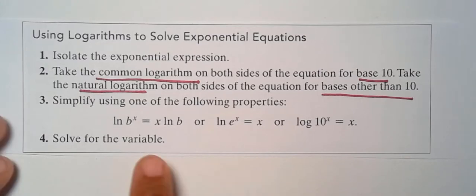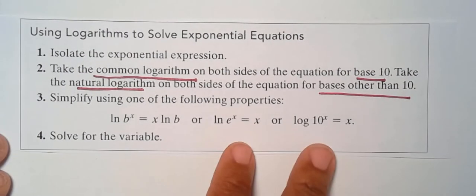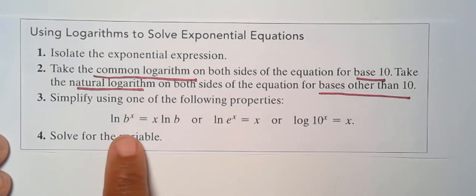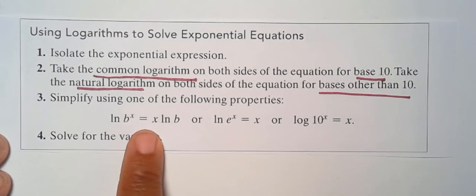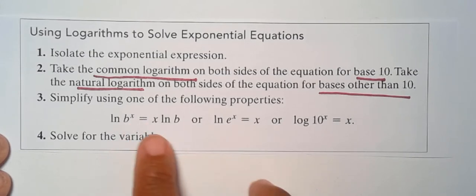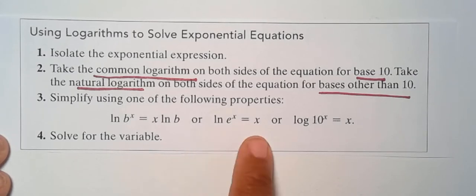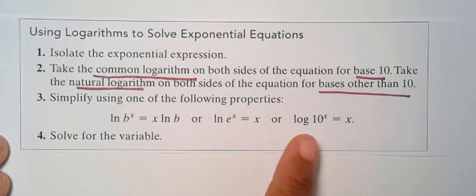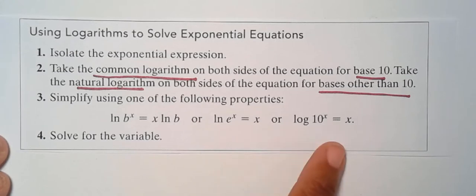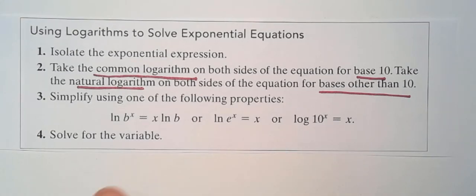So it says simplify using one of the following properties. Ln of b to the x is equal to x ln b, or ln of e to the x is equal to x, or log of 10 to the x is equal to x. So we're going to be using one of the following properties. So please learn these three properties here.